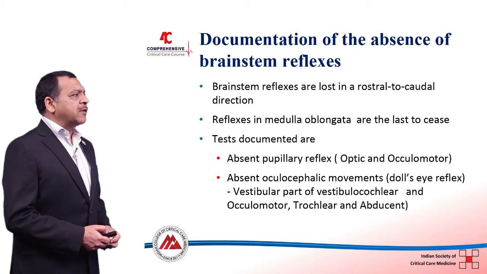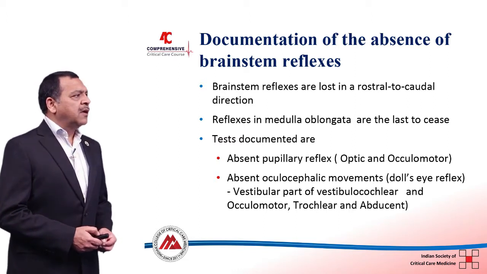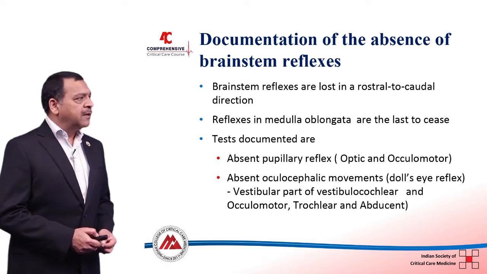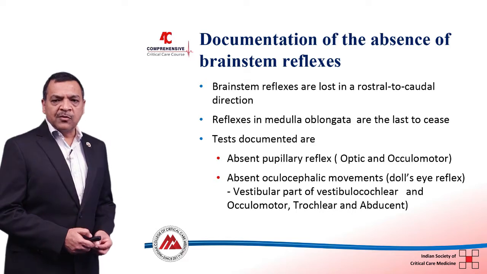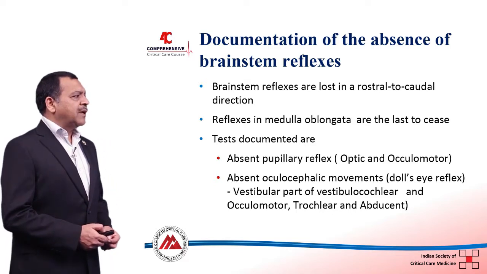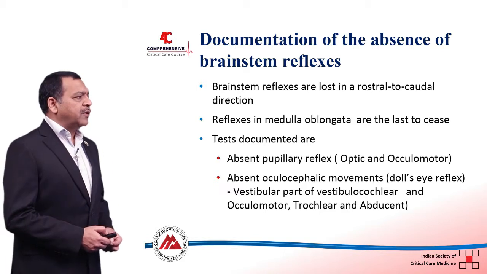Documentation of the absence of the brainstem reflexes. Brainstem reflexes are lost in the rostral to caudal direction. Reflexes in the medulla oblongata are the last to cease. Tests documented are the absent pupillary reflex, which checks the optic and oculomotor nerves.